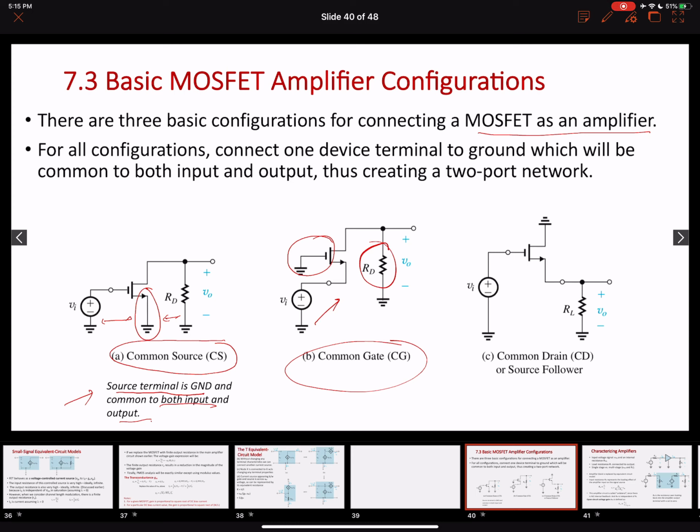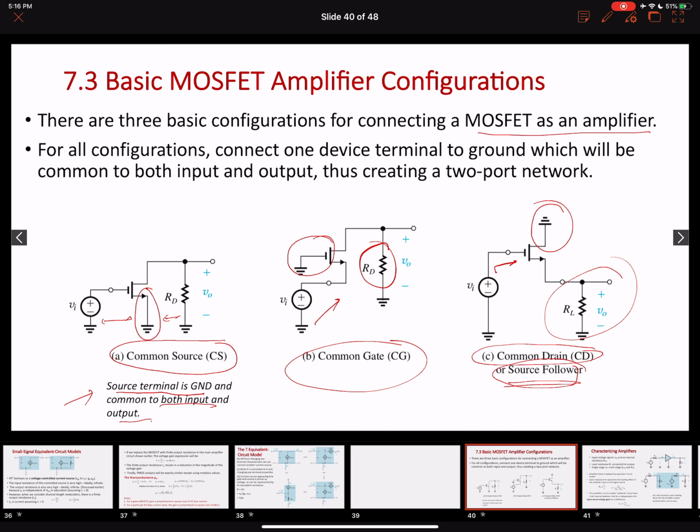Let's look at the third configuration, a common drain configuration. In a common drain configuration, we have grounded the drain terminal, and we have applied the input voltage to the gate terminal, and our output voltage is again between the source and the drain terminal. Why this configuration is called a source follower, we are also going to see today.